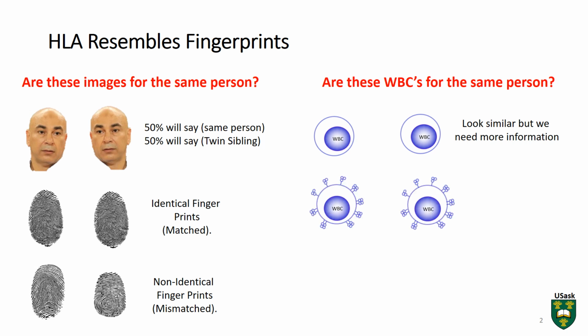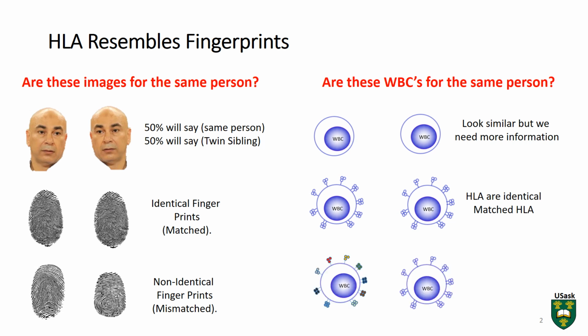But now, if you look at them with the presentation of HLA, yes, they look exactly the same. They have the same color, so they are called HLA identical or matched HLA. However, in this figure, if I ask you, are these for the same person? No, they are not, because in one of them they have different flavors or different colors, and in the other one it is only white. So in the field of transplantation, we call it HLA not identical or mismatched HLA.